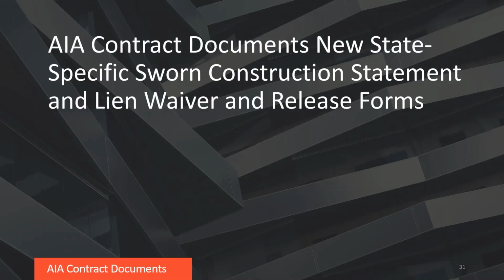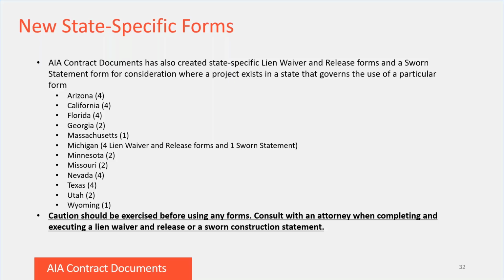In addition to the generic form, AIA Contract Documents is also releasing new state-specific sworn construction statement and lien waiver and release forms. As I mentioned earlier, several states have enacted legislation mandating the use of a particular lien waiver and release or sworn construction statement form. We have created new forms for consideration where a project exists in one of these states. We have created a total of 35 state-specific lien waiver and sworn statement forms for these states.